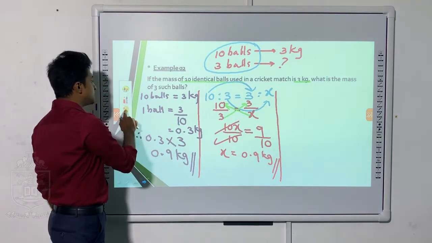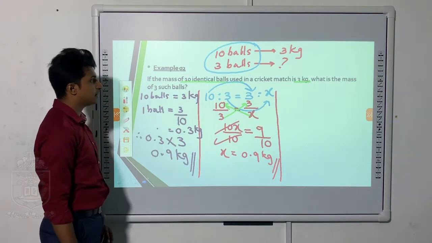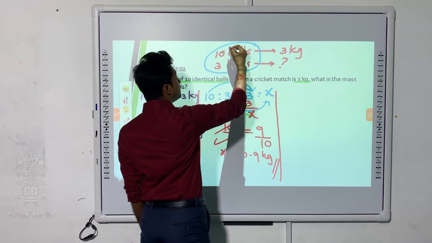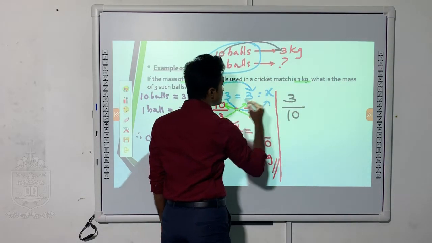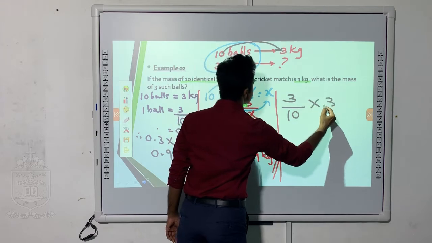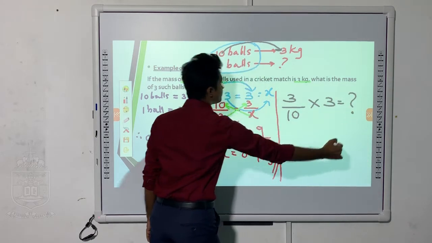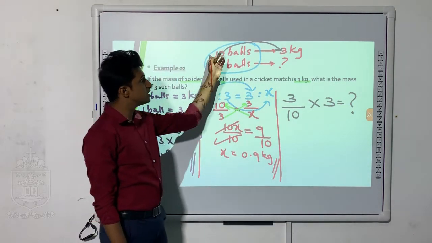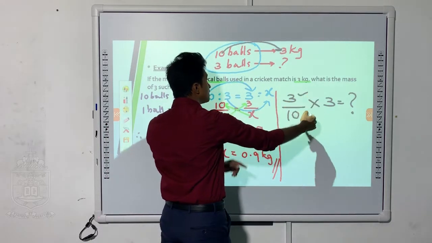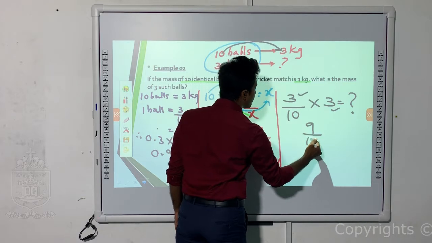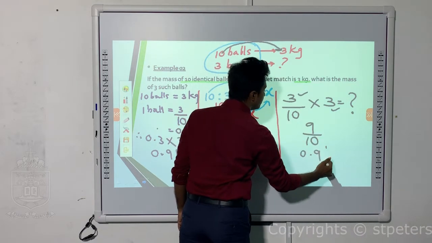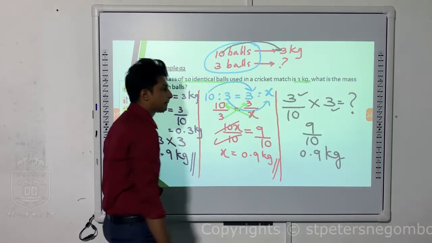Third method is going to be the algebraic method. So for that you can use it. If for 10 balls, if it is 3 kilograms, then for 3 balls, how much? That is also going to be 9 over 10, which is going to be 0.9 kg.